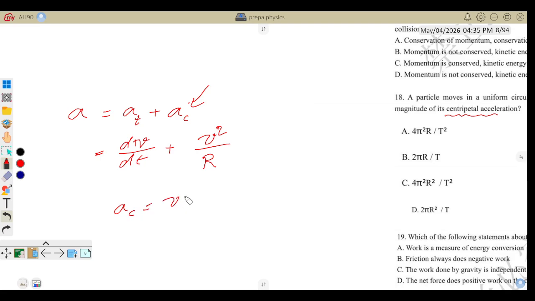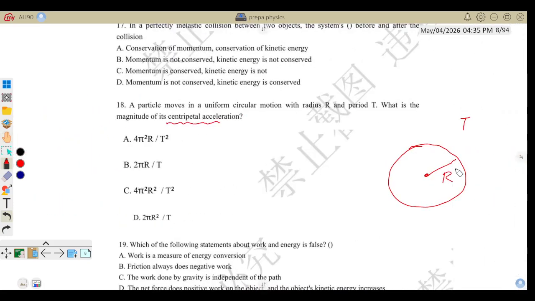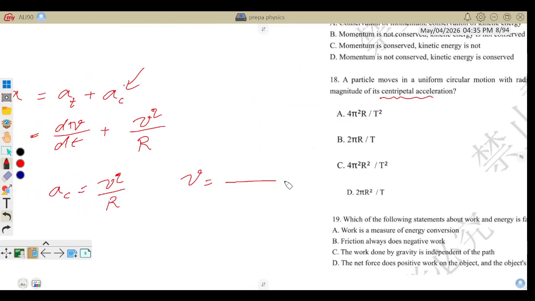a_c would be v squared divided by r, but what is v in terms of radius and period T? The circumference is 2 pi r, divided by the time. This is the definition of a velocity as a magnitude. It's distance divided by time. So the distance traveled by the object is the circumference of the circle. The time taken to complete one revolution is T, the period.